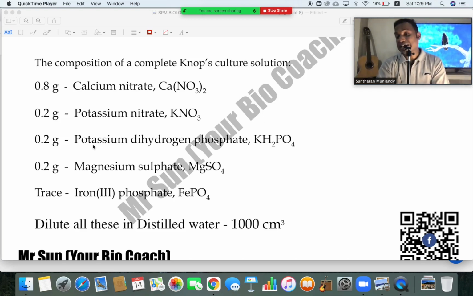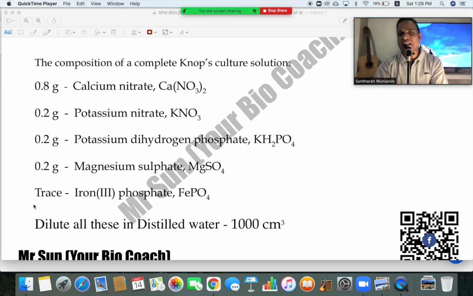Magnesium sulfate. Magnesium, as I told you guys, is needed in the production of what? The chlorophyll. And sulfur is also a very important element. If you look at it, they are given in large quantities, 0.8 gram, 0.2 gram, 0.2 gram, 0.2 gram, and all these are macronutrients.